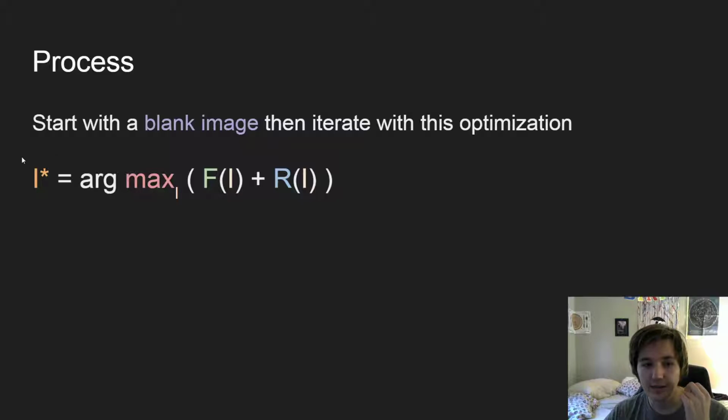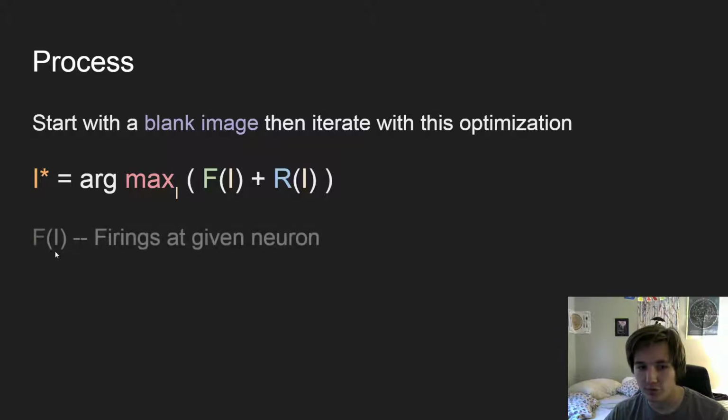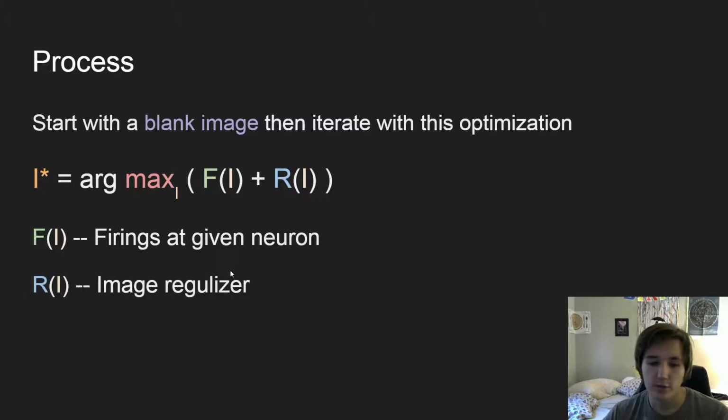We're going to get I star, which is the optimal image, which is going to be the argmax over all possible images of fi, which is the firings at a given neuron, or layer if we're getting fancy, plus R of i, which is the image regularizer. The regularizer just keeps the image from exploding into gigantic values. We want to keep it as a regular image, and we don't want it to blow up. So we add that to our optimization.